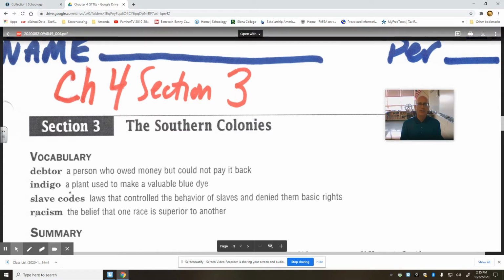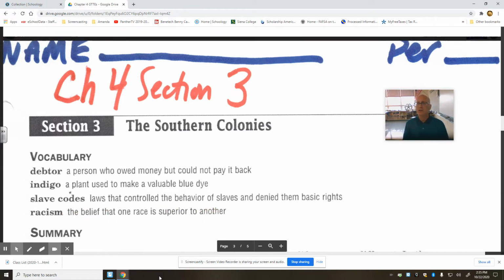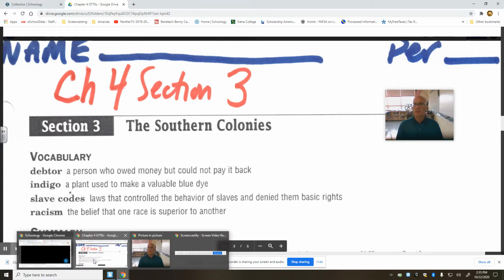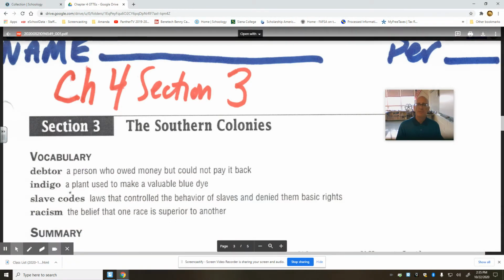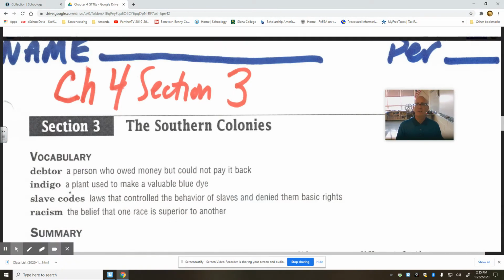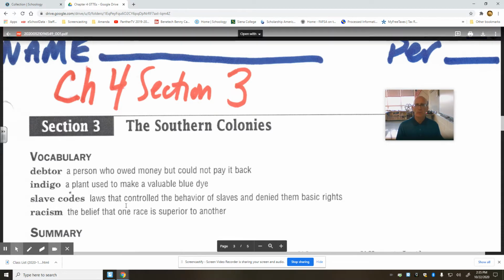And finally, racism is the belief that one race is superior to another. We're going to be talking a lot about racism in the South and how, during the colonial period and the first 100 years of our nation's history, that was really responsible for a lot of the prejudice and a lot of the horrible treatment of African Americans in the early part of our nation's history. Racism, the belief that one race is superior to another.